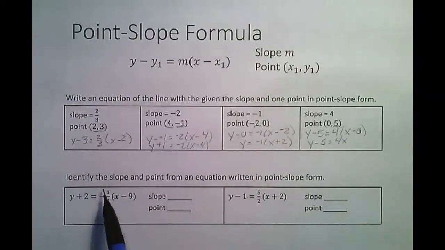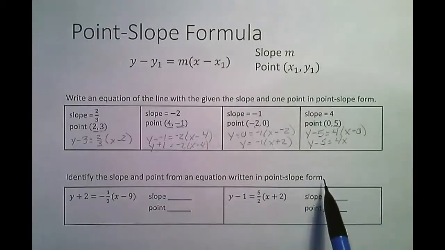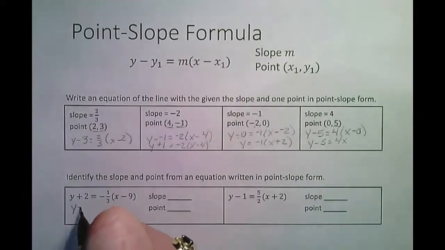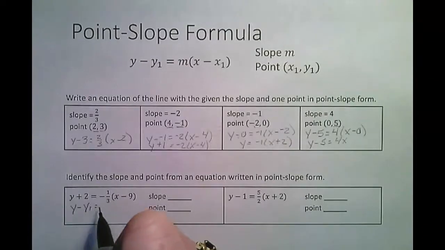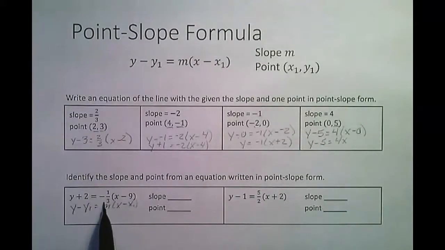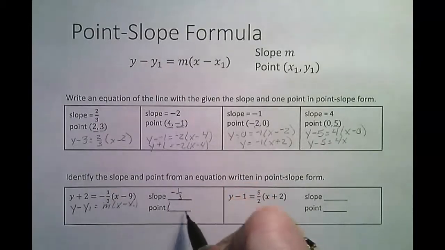Next we have identify the slope and point from an equation written in point slope form. So they've already written it for us, y plus 2 equals -1/3 times x minus 9. I'm going to go ahead and write the formula right underneath it. Remember, y minus y sub 1 equals m times x minus x sub 1. What's my slope? Yeah, my slope is the -1/3, okay? I need my point, so I'm looking for that x, y.